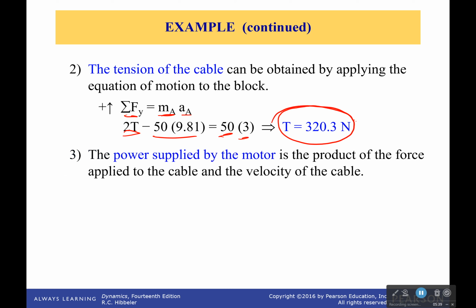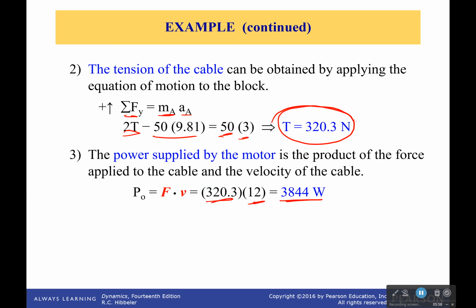Now, the power applied by the motor is going to be the product of the force applied to the cable and the velocity of the cable. So it's going to be 3,844 watts. That's just force times velocity. In this case, they were in the same direction, so all is well. And we're done.